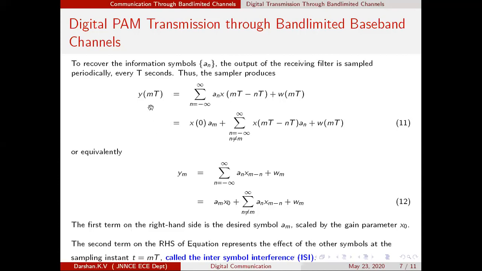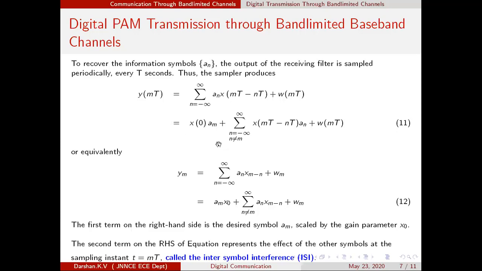Which sample are you considering? The mth sample. So in the equivalent relation, they write it as Ym. You can write it as y of mT also, but also as Ym. What does this mean? This means you are taking the mth sample. So at the mth sample, what are you having? You are having 3 terms, out of which we will neglect the last term, that is the noise. Then we will consider only the 2 terms.